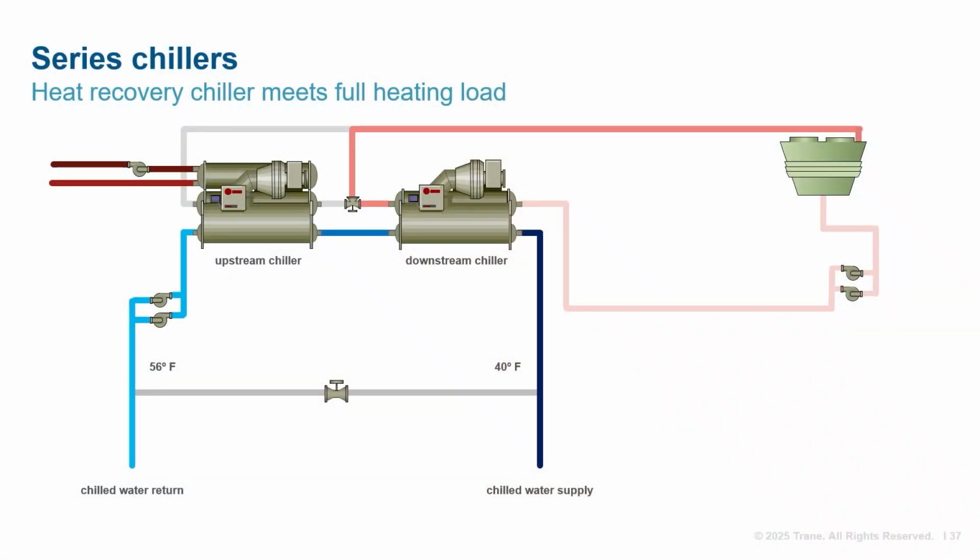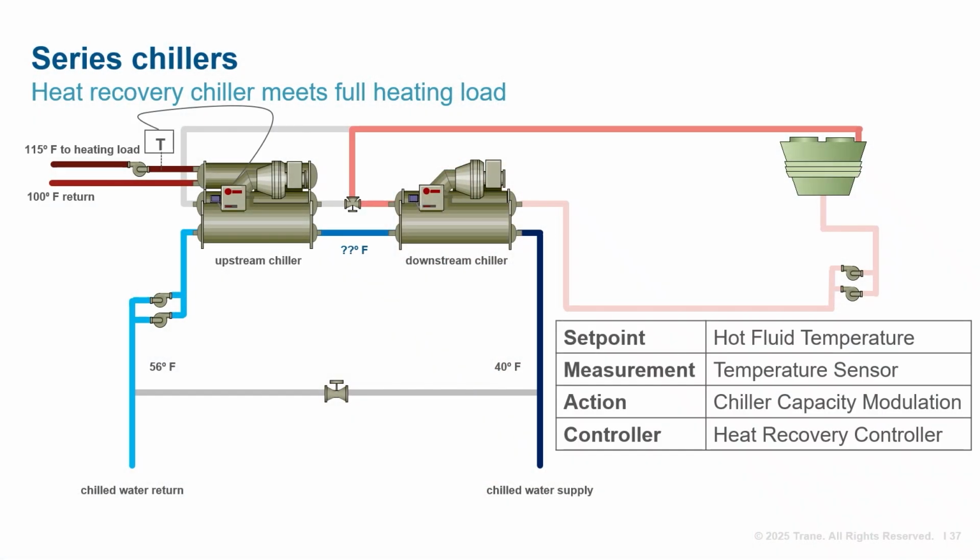Series chillers are common when the chilled water system is designed with a high delta T. In this configuration, the upstream chiller is equipped with a heat recovery condenser to enable reuse of otherwise wasted heat energy. Aside from the obvious heat recovery benefit, fewer ancillaries need to operate, saving even more energy.